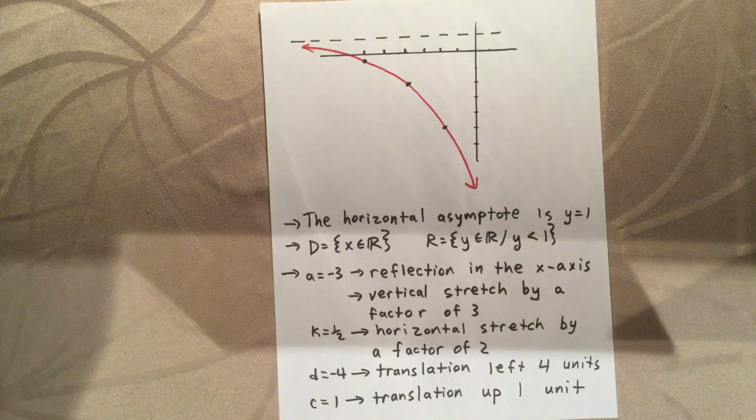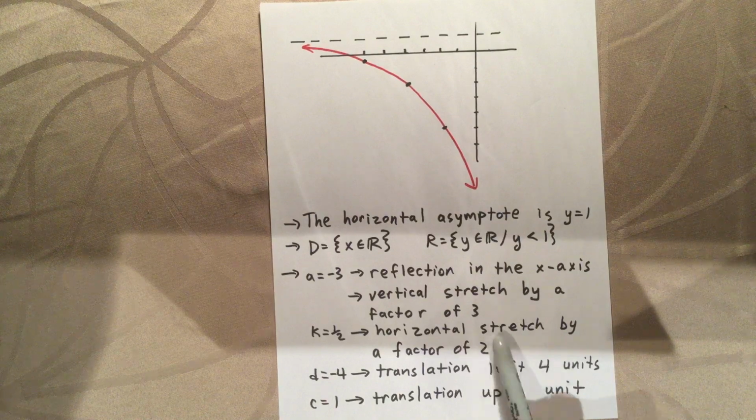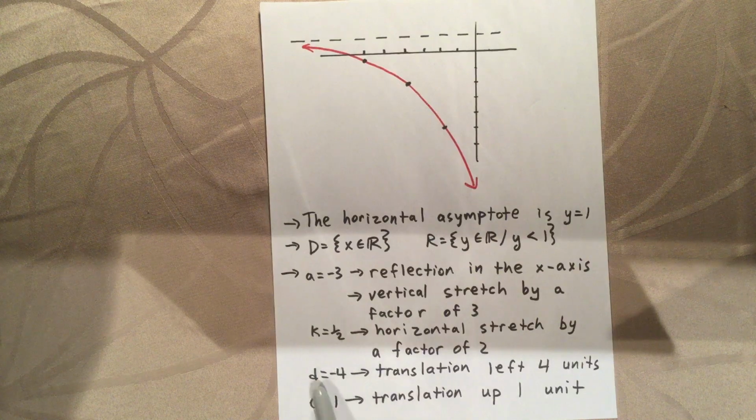k is equal to 1/2. Well, what that means is we're taking every x coordinate and dividing it by 1/2. That means we're multiplying it by 2. This word factor means what did you multiply by? So it's a horizontal stretch by a factor of 2 when k equals 1/2. d equals -4 means we have a translation left 4 units, and c equals 1 means we have a translation up 1 unit.